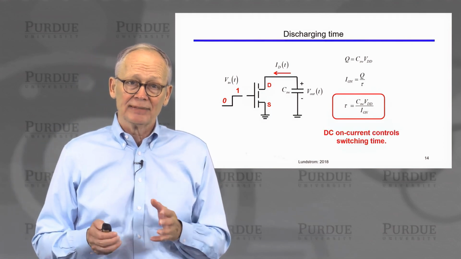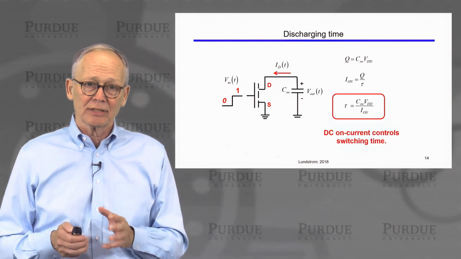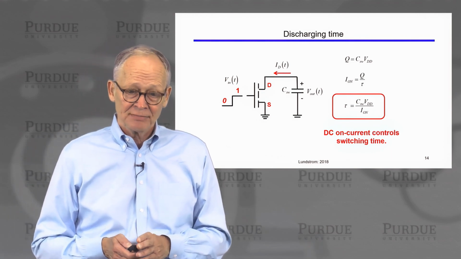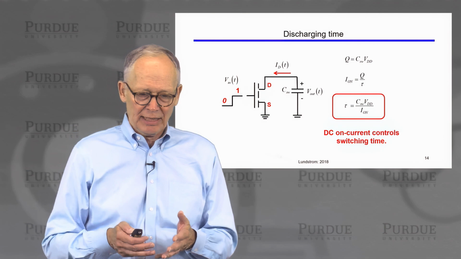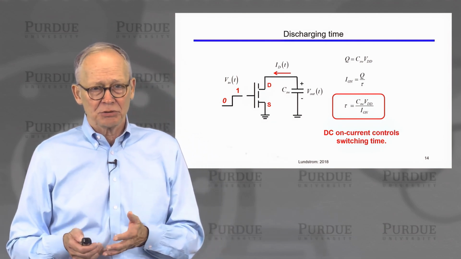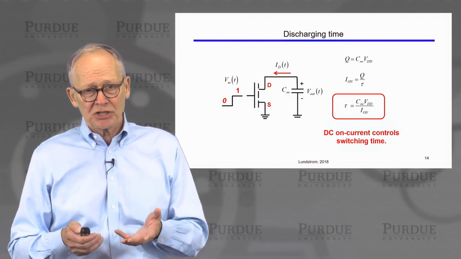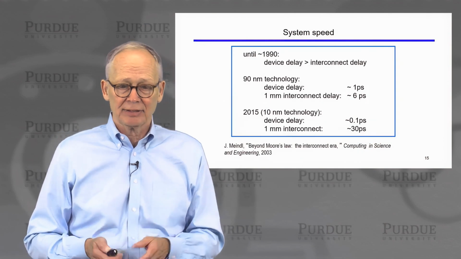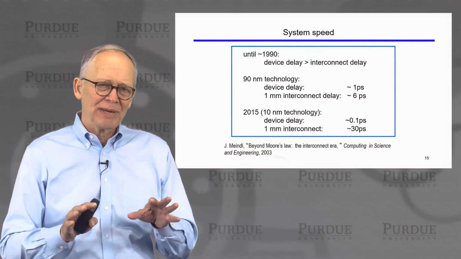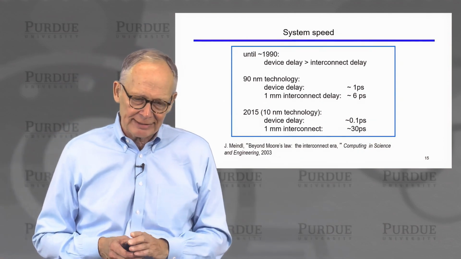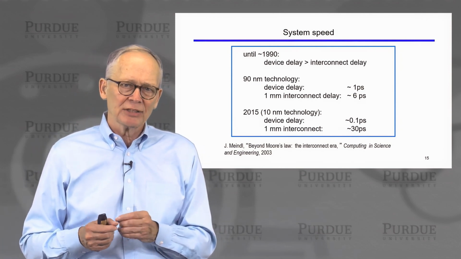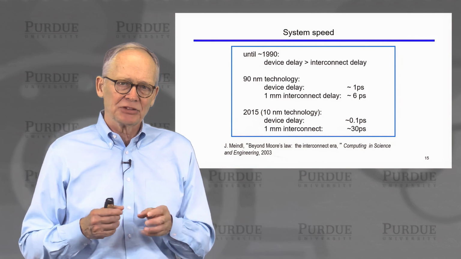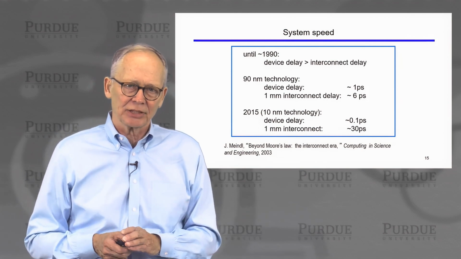The speed depends on the DC on current that flows through the transistor. And the same thing happens during the charging cycle. When the capacitor is charging, it'll charge through the PMOS, and the speed of the charging process will depend on the on current of the PMOS. Now, I'll just mention, although I won't say very much about this, there are also speed considerations with all of the wires that are used to connect up the various transistors and gates in an integrated circuit chip.